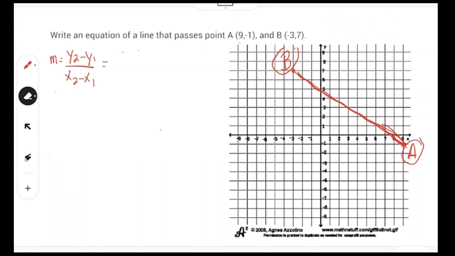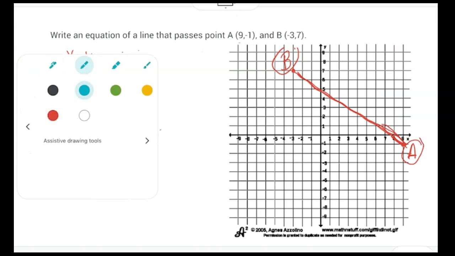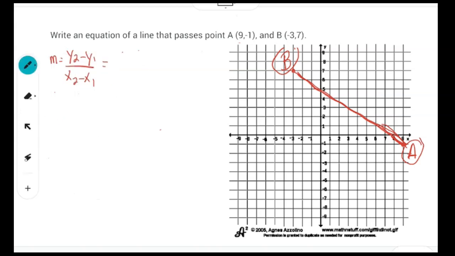Okay, so here's an example problem on how to find the equation of a line that passes through two coordinates. This is a review note from today's lesson. To find the equation of the line, we're told it passes through point A, (9, -1), which is right here, and then coordinate B, (-3, 7), is right here.